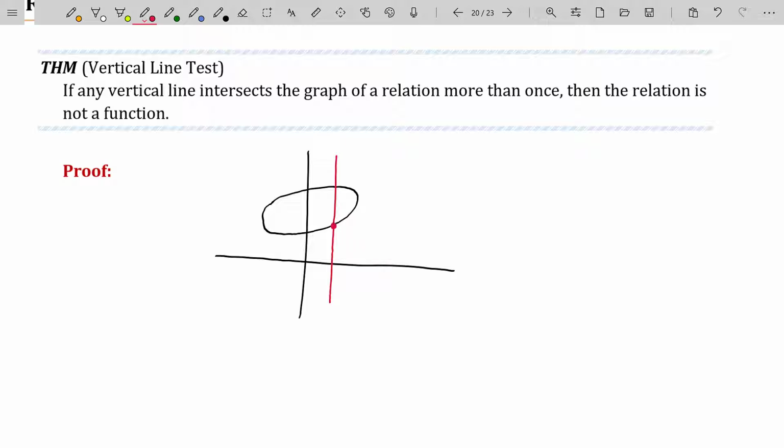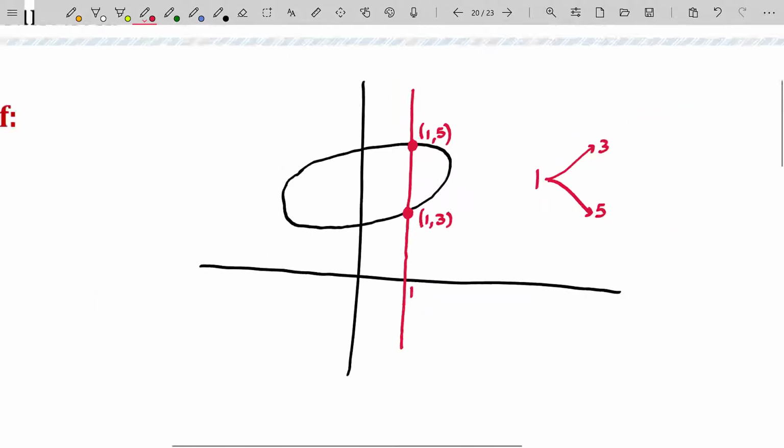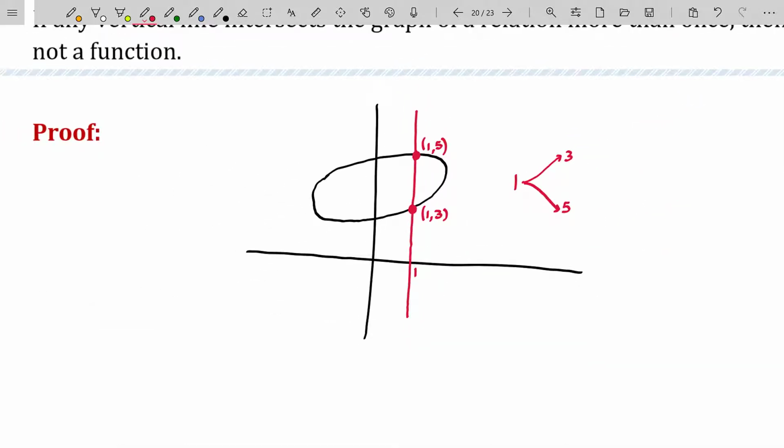But why is that the case? Well, if you plug in a value of x, let's say this is x equals 1, and it strikes the curve more than once, that means that x equals 1 has two possible y values that it will return when you plug in 1 to the relation. And that means that it can't be a function, right? Because 1, the input, can't lead to two different outputs for functions. So if it were a true function, 1 could only lead to one output, not both 3 and 5. So that's why the vertical line test is what it is.